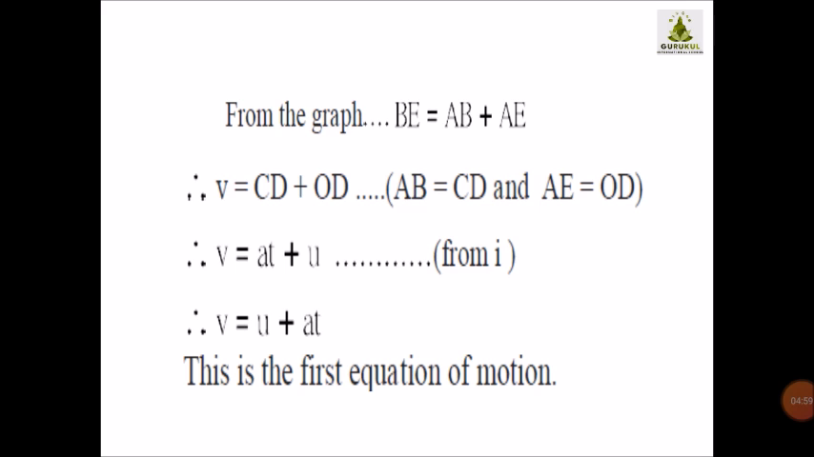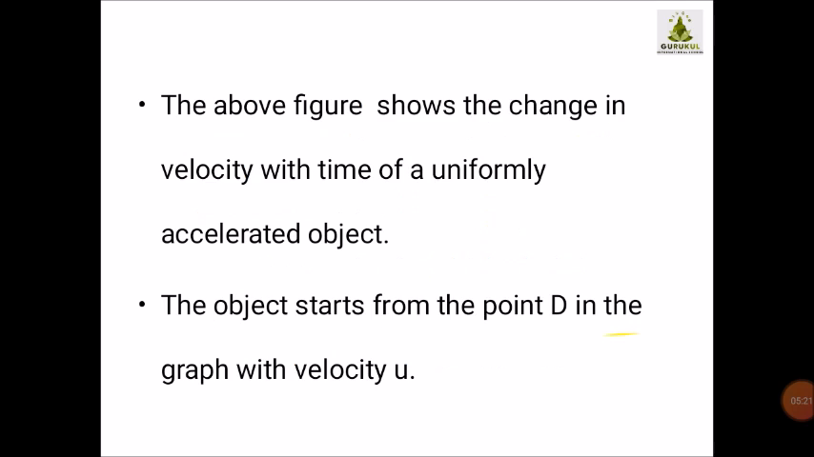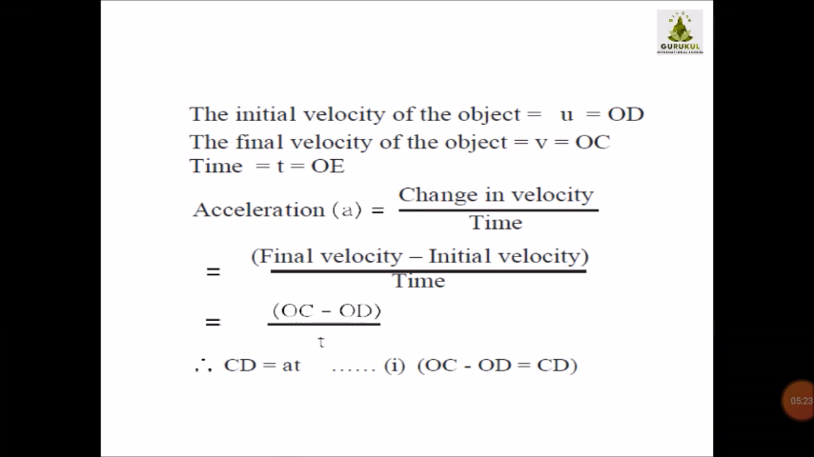From equation 1 we have got V is equal to AT plus U, and by rearranging the terms I got V is equal to U plus AT. This is the first equation of motion. Yes, children, please refer to the video and try to practice this derivation, so your concept will be more clear. Okay, children.